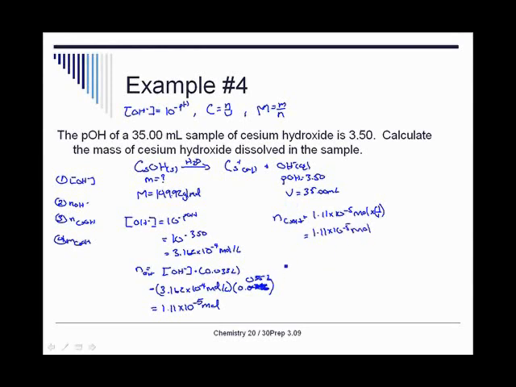And then finally we're going to do our mass calculation, and the mass of cesium hydroxide is going to be equal to molar mass times moles, so 149.92 grams per mole times our number of moles, 1.11 times 10 to the negative 5 moles.